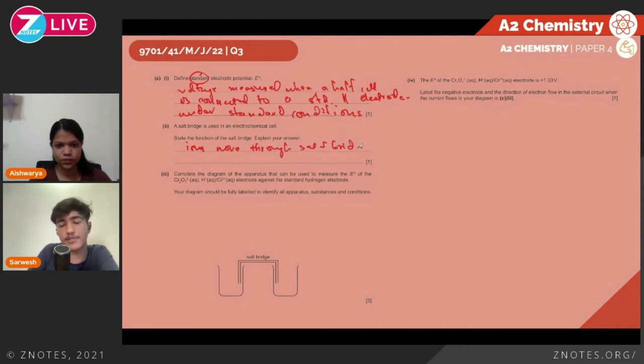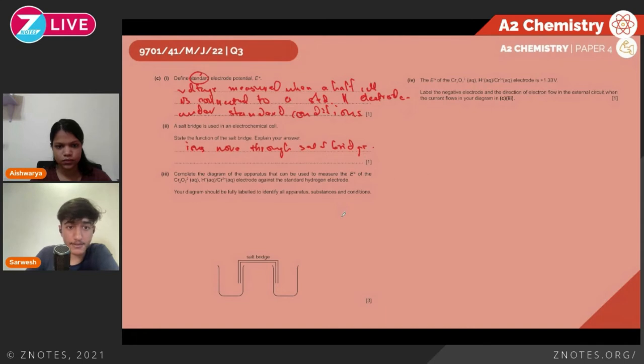So the salt bridge helps in maintaining a charge balance between the electrochemical cells. Without the salt bridge, you wouldn't have a charge balance, the ions wouldn't move, and your circuit wouldn't be complete. Basically the cell wouldn't function, it would be dysfunctional without the salt bridge.